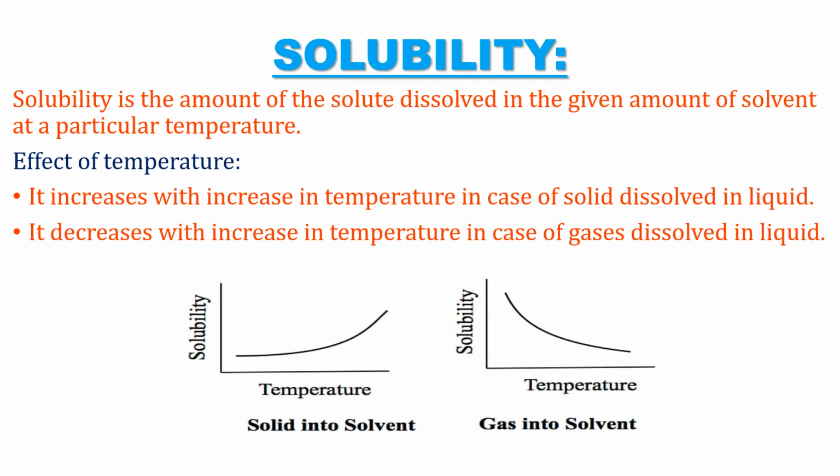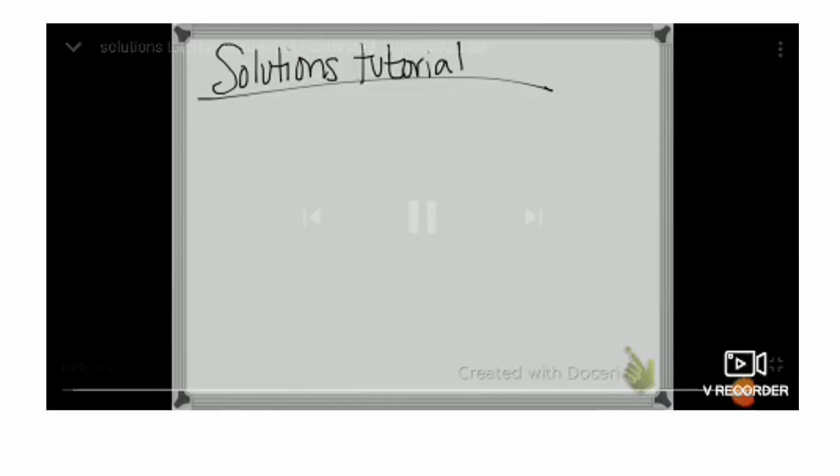Now again the second graph is for gas into solvent. So here it is inversely proportional, means the solubility decreases with increase in temperature in case of gases dissolved in liquid. So I hope all of you have understood. So let us watch a video for proper understanding of saturated, unsaturated and supersaturated solution.